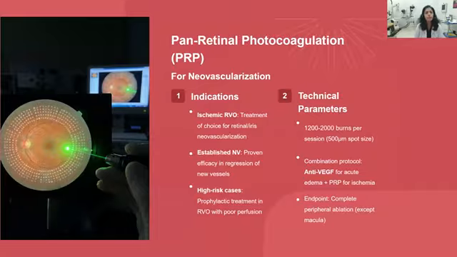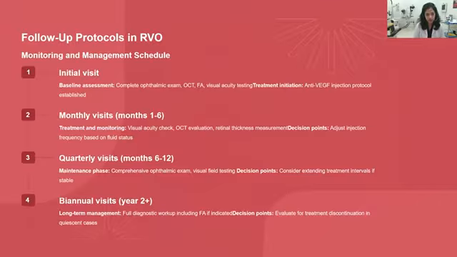So follow-up protocols in RVO. Initial visit, you do a complete ophthalmic examination, like everything I mentioned, and also establish an anti-VEGF injection protocol if you see macular edema. Then you do monthly visits from month 1 to 6 with the visual acuity check. Repeat everything, including OCT, and you repeat monthly injections if needed, and then assess after the first 3 loading doses, assess based on the response of the patient.